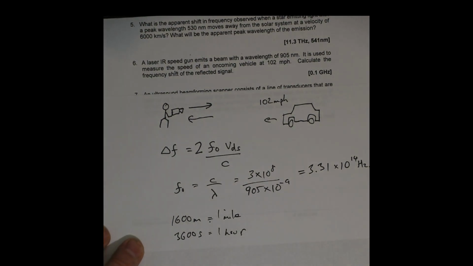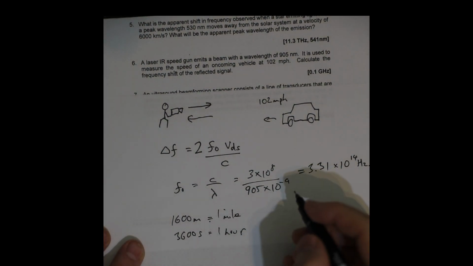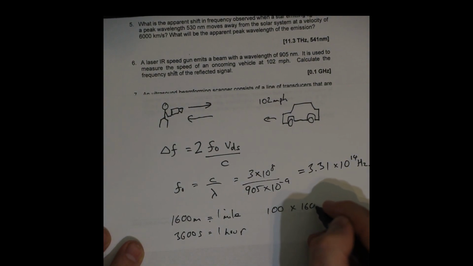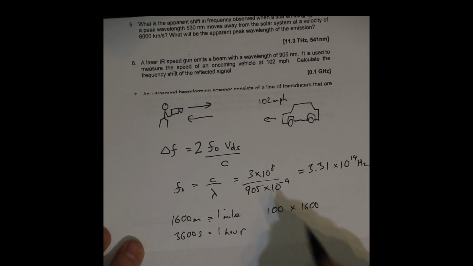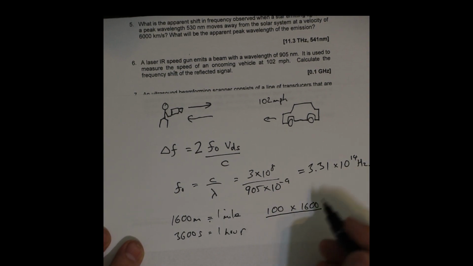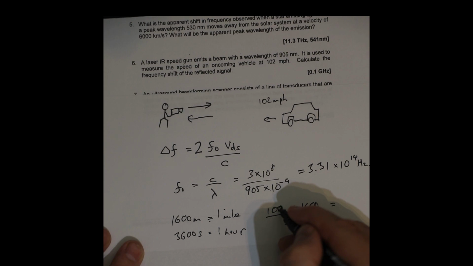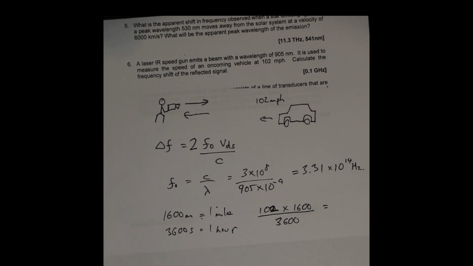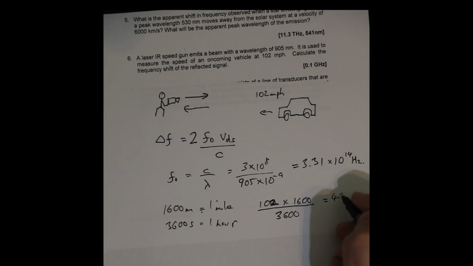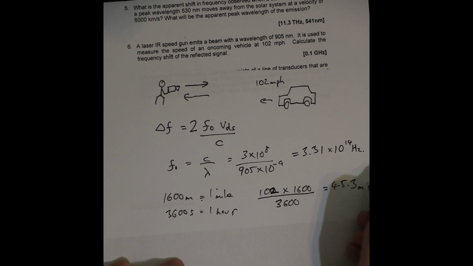So to calculate miles per hour in meters per second, it's the figure in miles per hour times by the number of meters in a mile and divided by the number of seconds in an hour. Oh, so it's 102 in this case, not 100, my mistake. So if we calculate that, we get a value of 45.3 meters per second.